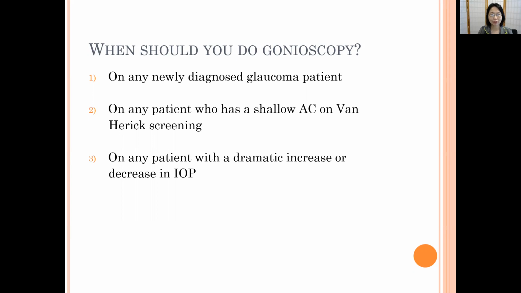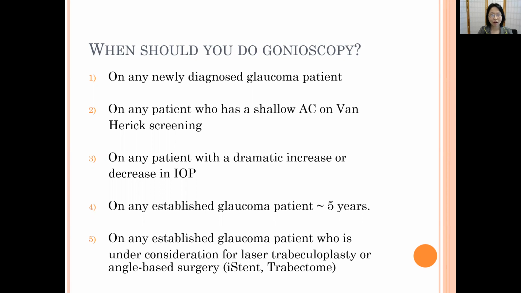You want to perform it on any patients with a dramatic increase or decrease of IOP, because a decrease in IOP may suggest a cyclodialysis cleft. For any established glaucoma patients, you should perform gonioscopy every 5 years to see if there have been any changes to their angle. Also, for patients you're considering offering a laser or angle-based surgery such as iStent and trabectome, gonioscopy is important to assess the trabecular meshwork before you proceed with surgery.